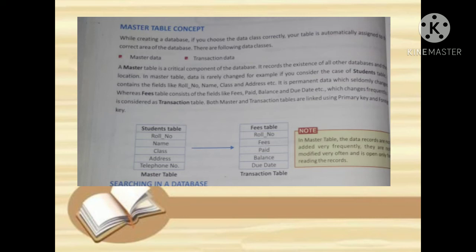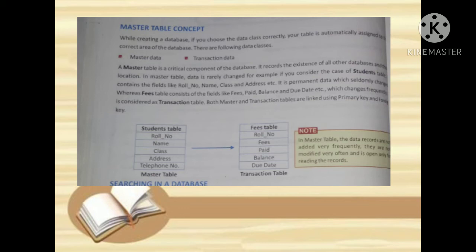But their fees details, these will be changed frequently. They have to update it when they paid, how much they need to pay, or when they are not paid. This information will be updated frequently. So it is called as a transaction data. So in the same way, we have the tables too, like master table and transaction table.